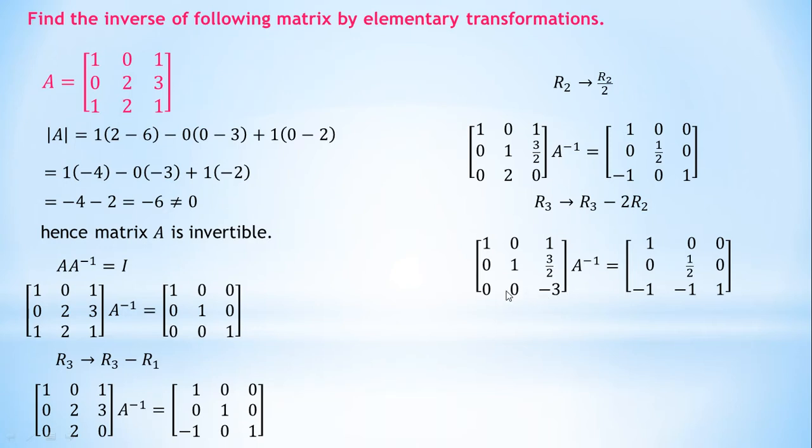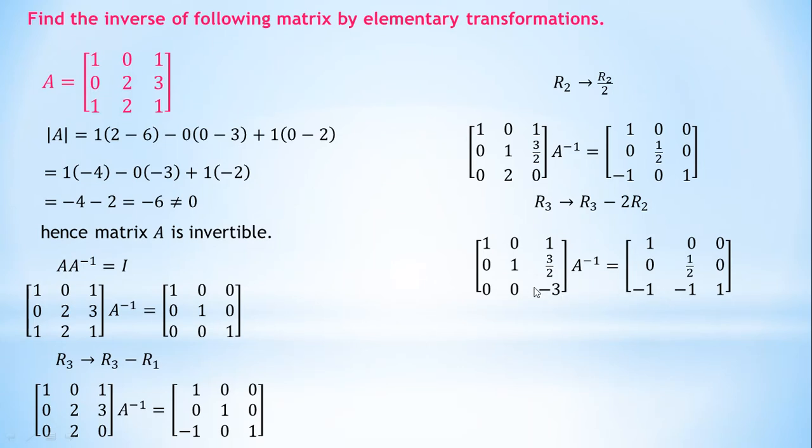See here properly, row number 3, R3 minus 2 R2. On the right hand side also, first row and second row remain as they are. Now think about the third row: minus 1 minus 2 times 0, so it remains as minus 1. Then 0 minus 2 times 1 by 2, that is minus 1. And 1 minus 2 times 0, so that is 1 here. So here you will get the third row like this.